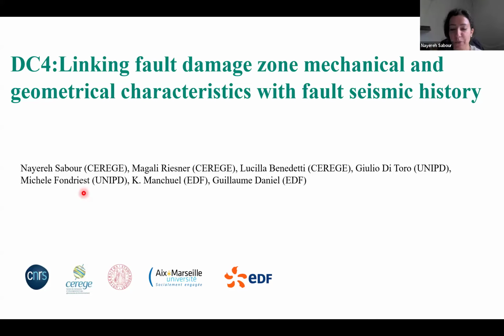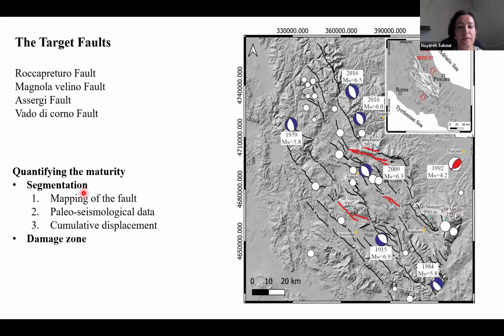Okay. Hello, everyone. I want to present you the last update of my project. As I said in the midterm meeting, we are going to focus on these following 4 faults: the Rocabreturo fault, Magno-Novellino, Acergy, and Vado di Corno. We started with Rocabreturo fault, and then we continue with others.